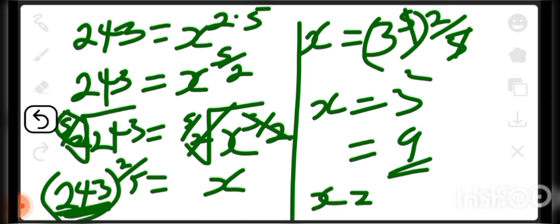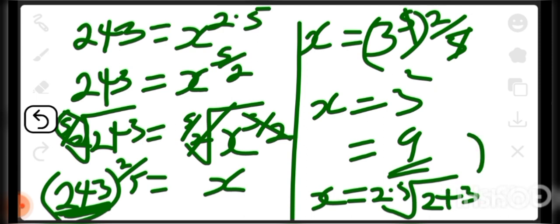to the 2.5 root of 243? Your calculator will just give you 9 directly. So don't stress yourself like this. Ensure you know how to use calculator. It's very, very important, and we are going to be teaching you here how to use your calculator effectively.